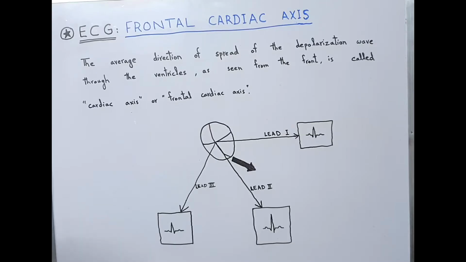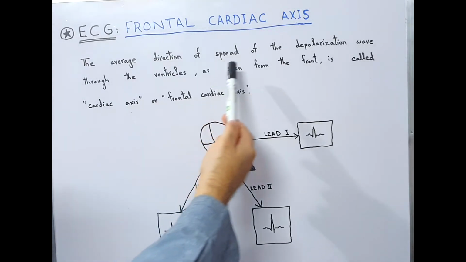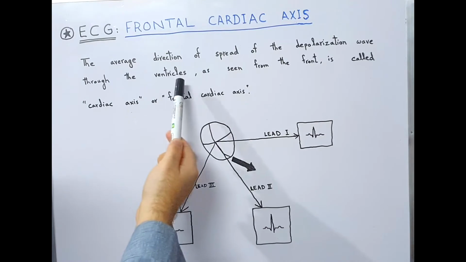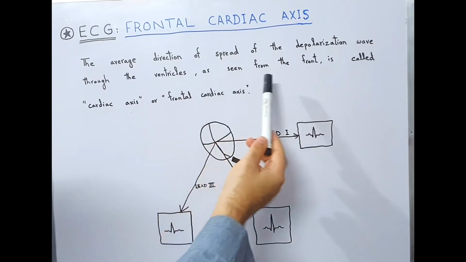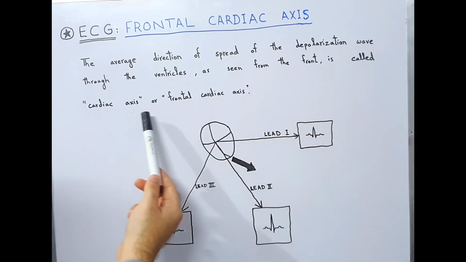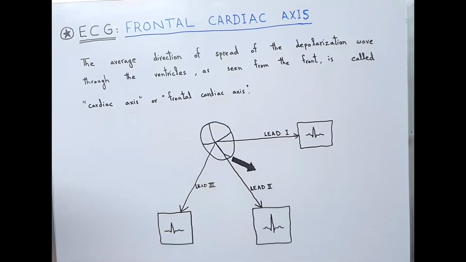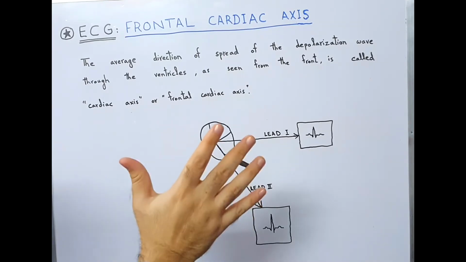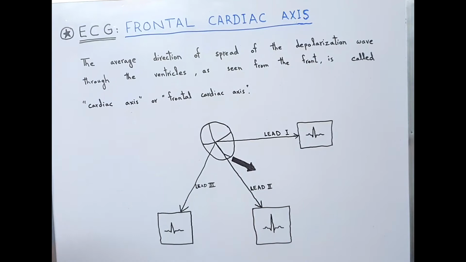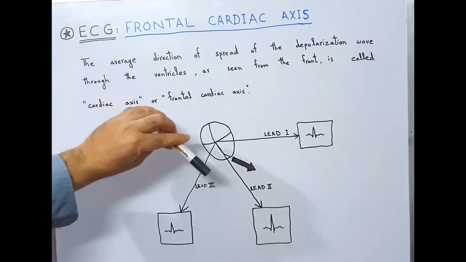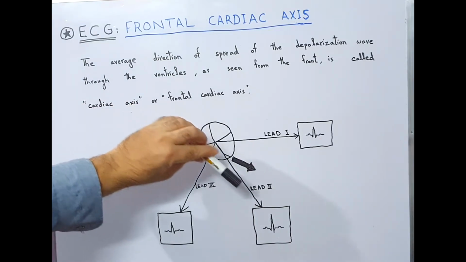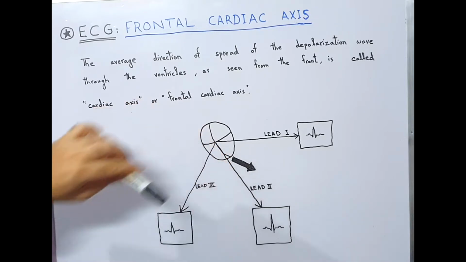Today we will discuss the cardiac axis and what are right and left cardiac axis deviations. The average direction of spread of the depolarization wave through the ventricles as seen from the front is called cardiac axis or frontal cardiac axis. Frontal because you are seeing it from the front, or from the frontal plane. So the direction in which the depolarization wave is spreading through the ventricles is the cardiac axis.